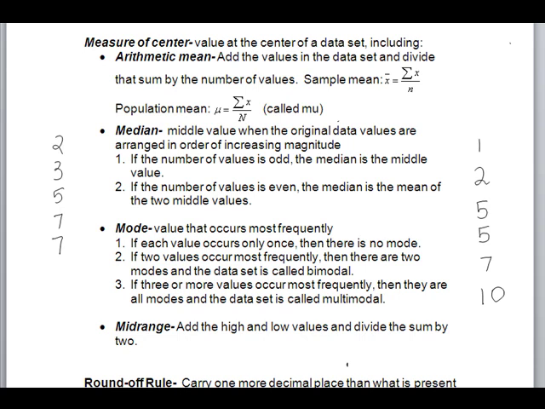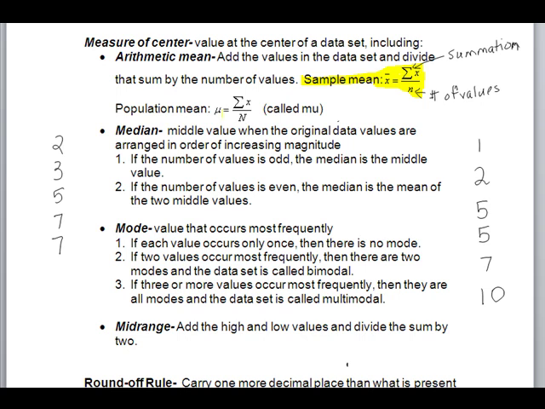So what you will see here is a formula for the sample mean, and this one has a symbol. It's called the summation symbol, which simply means to add up all the values. So here it says sum up all the x's and divide. n is the number of x's or the number of values. Lowercase n is used for samples, and uppercase N is used for populations.